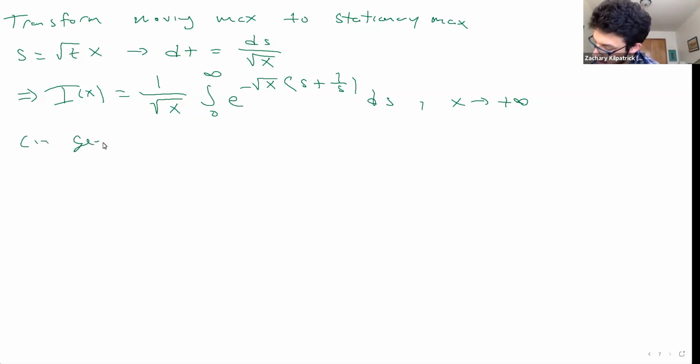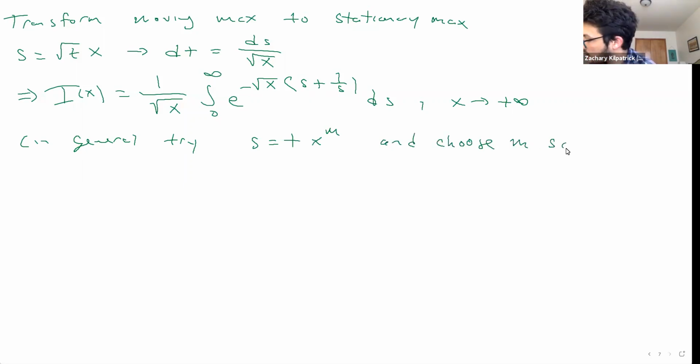So in general, we could try some s equals t x to the m, and choose m, so this works. But notice that now some function of x has been factored out of this function here, so we have some function that commonly multiplies whatever our power function of x is now, okay?